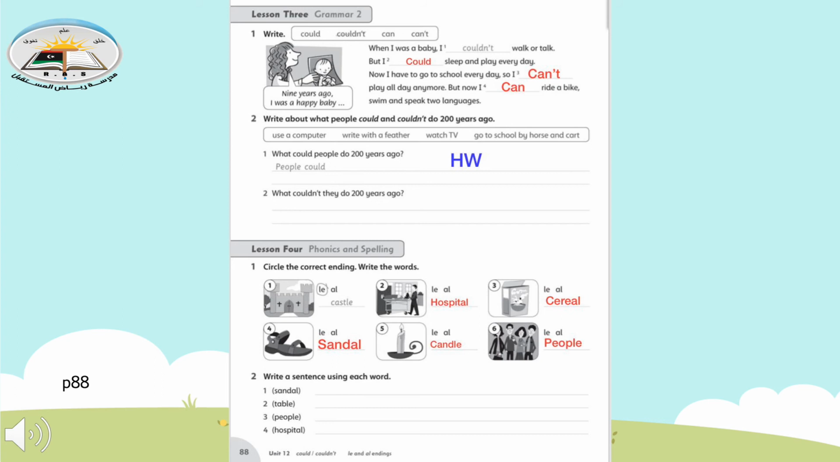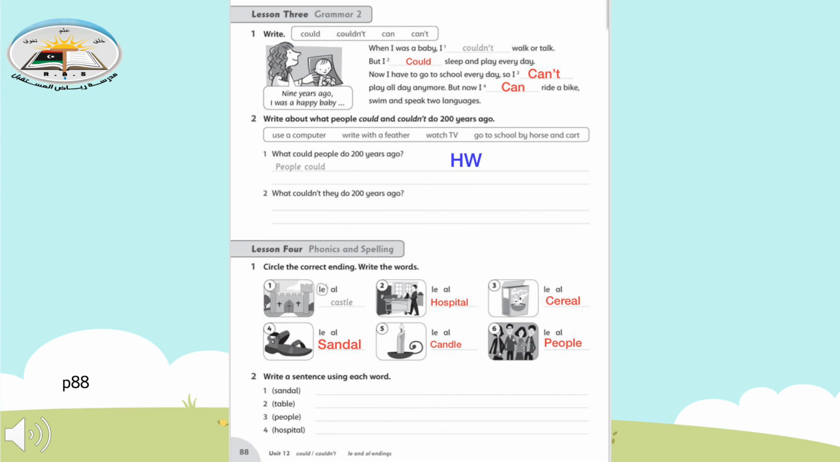Picture number 2. We have a person who's sick laying on a moving bed. So where does that happen? It happens in a hospital. The word hospital ends with AL, so circle AL. Picture number 3, we have a picture of cereal. Cereal ends with AL, so circle AL and write cereal. Picture number 4, we have a picture of footwear. Here, the picture of sandals. Sandal ends with AL, so circle AL, sandal.